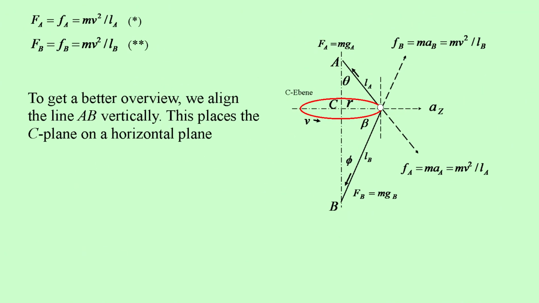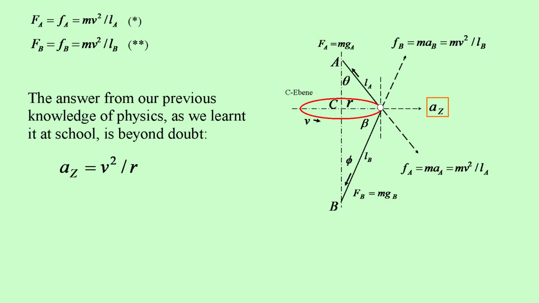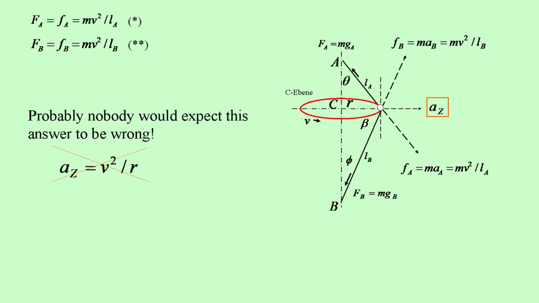To get a better overview, we align the line AB vertically. This places the C-plane on a horizontal plane. Now we ask a simple question: what is the horizontal centrifugal acceleration AZ? The answer from our previous knowledge of physics, as we learned it at school, is beyond doubt. Probably nobody would expect this answer to be wrong.